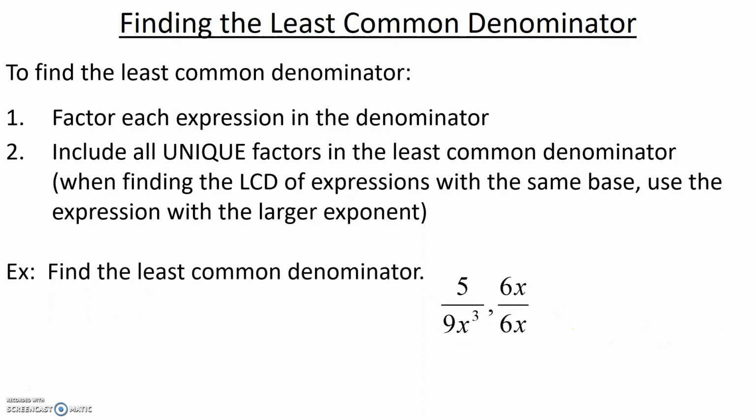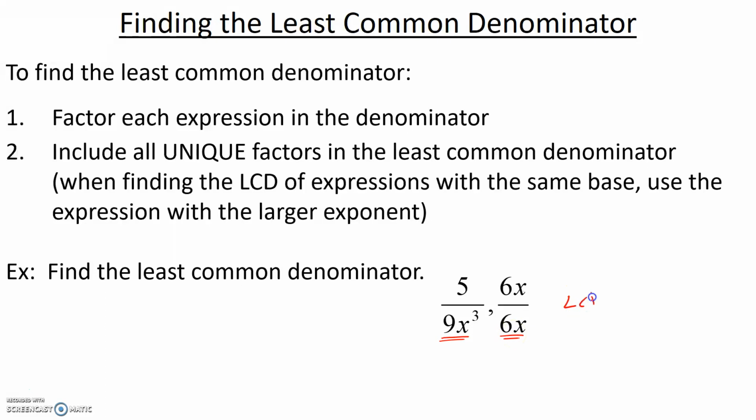So let's find the least common denominator between the denominators 9x cubed and 6x. So let's first factor each expression. Well, 9x cubed and 6x, you can't really factor these because they're not binomials or trinomials. So let's use just what we know to find the least common denominator. The least common denominator is an expression that 9x cubed and 6x can both divide into. So 9x cubed and 6x have to be factors of that expression.